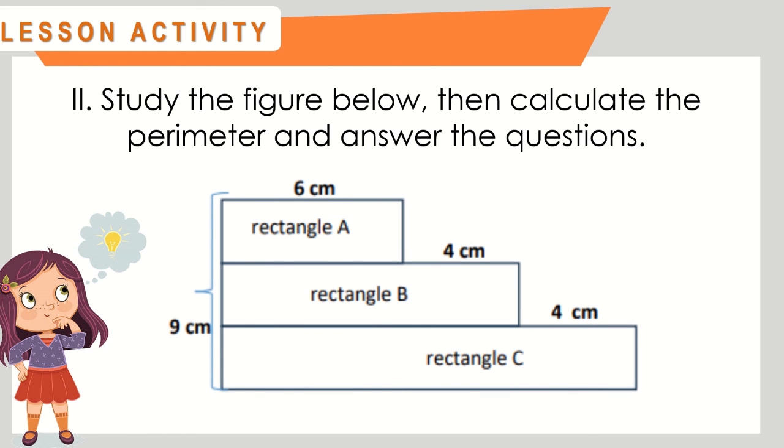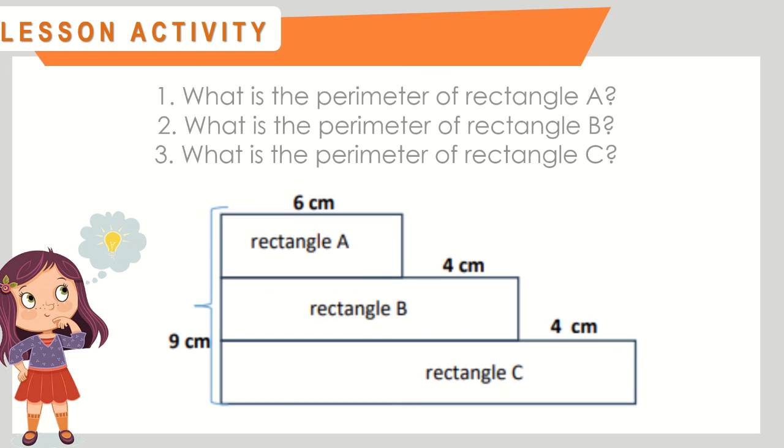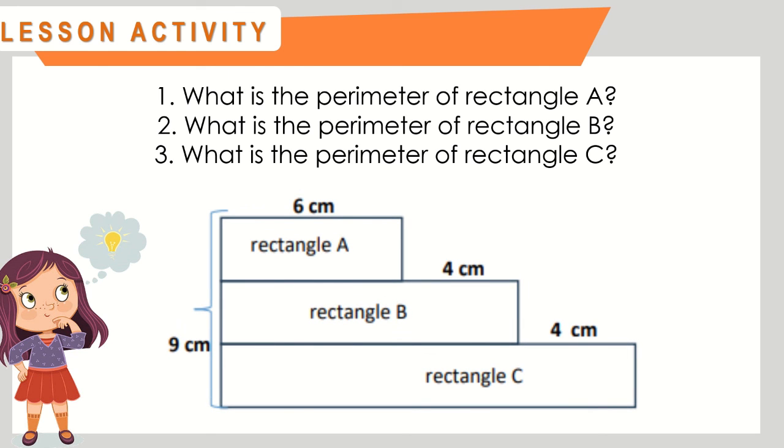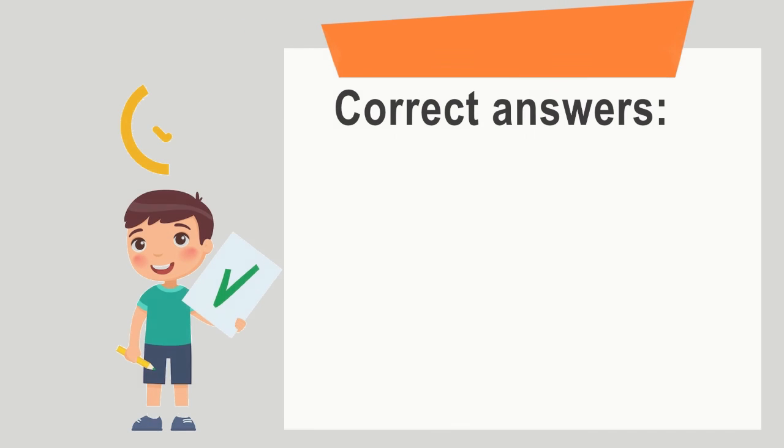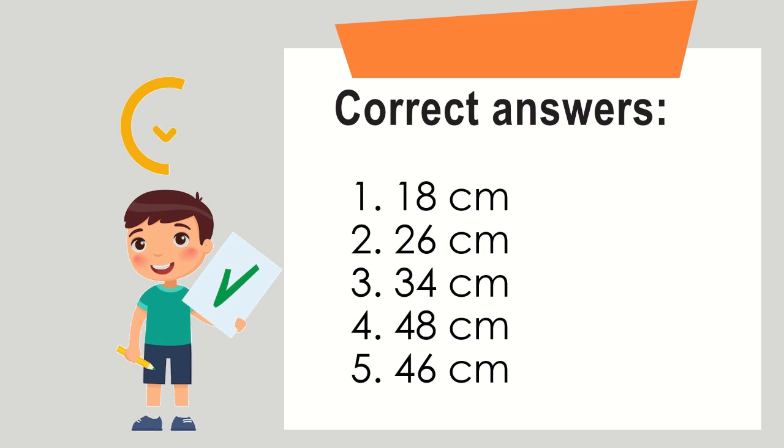Study the figure below, then calculate the perimeter and answer the questions. What is the perimeter of rectangle A, rectangle B, and rectangle C? What is the perimeter of the two small rectangles? What is the perimeter of the whole composite figure? Here are the correct answers.